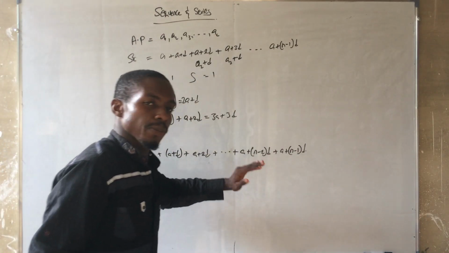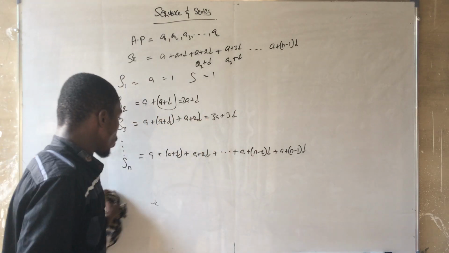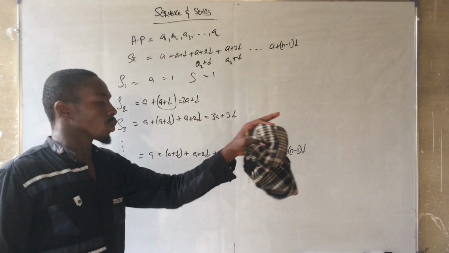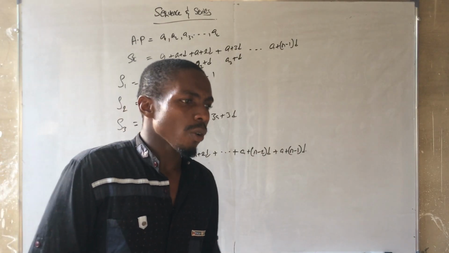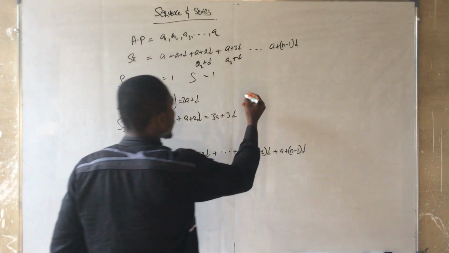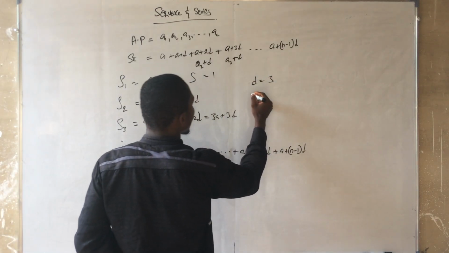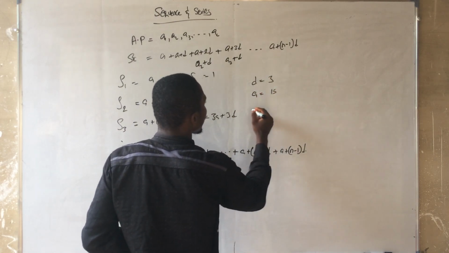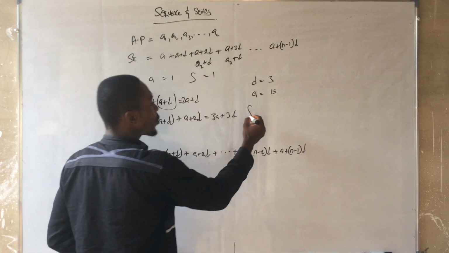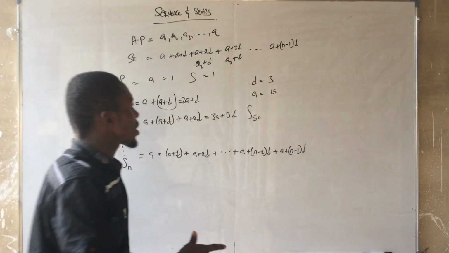So when you get to this stage now, it is okay. So this is the sum to n. But what if we are given that D is equal to 3 and A is equal to 15, and we are asked to find the sum of the first 50 numbers?